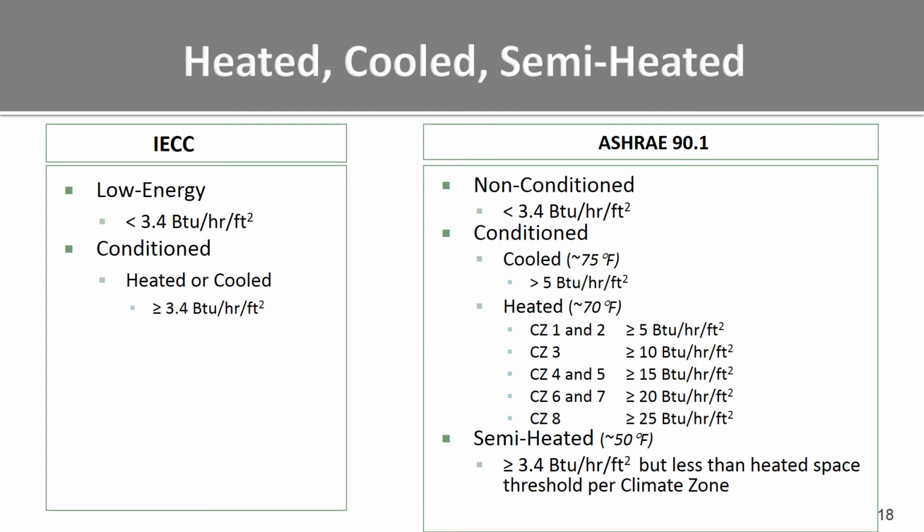And then semi-heated space provisions come in. So anything greater than 3.4, but less than the heated space threshold per climate zone. So for climate zone 6, you could be considered semi-heated between 3.4 and 20. The provisions within 90.1 require the municipality to approve designing your building as semi-heated in climate zones 4 through 8. So just be aware of that.